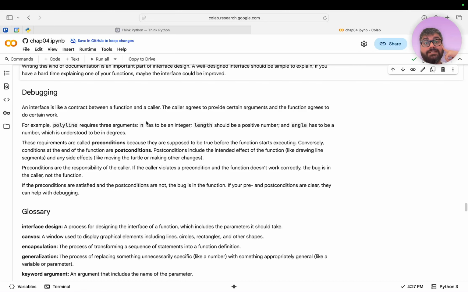Postconditions include the intended effect of the function, like drawing line segments, and any side effects, like moving the turtle or making other changes. Preconditions are the responsibility of the caller. If the caller violates a precondition and the function doesn't work correctly, the bug is in the caller, not the function. If the preconditions are satisfied and the postconditions are not, the bug is in the function. If your pre and postconditions are clear, they can help with debugging.